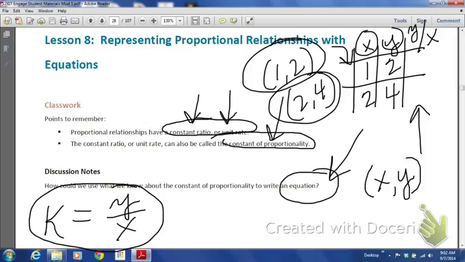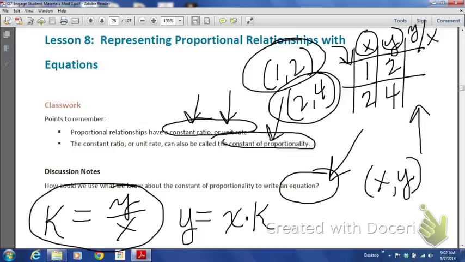If we know that this constant of proportionality equals y divided by x, are there other ways that we could write this equation? Could we rewrite this equation to solve for y, for example? If we knew the x value and the unit rate, how could we solve for y? We've seen this before. That would be x times k.